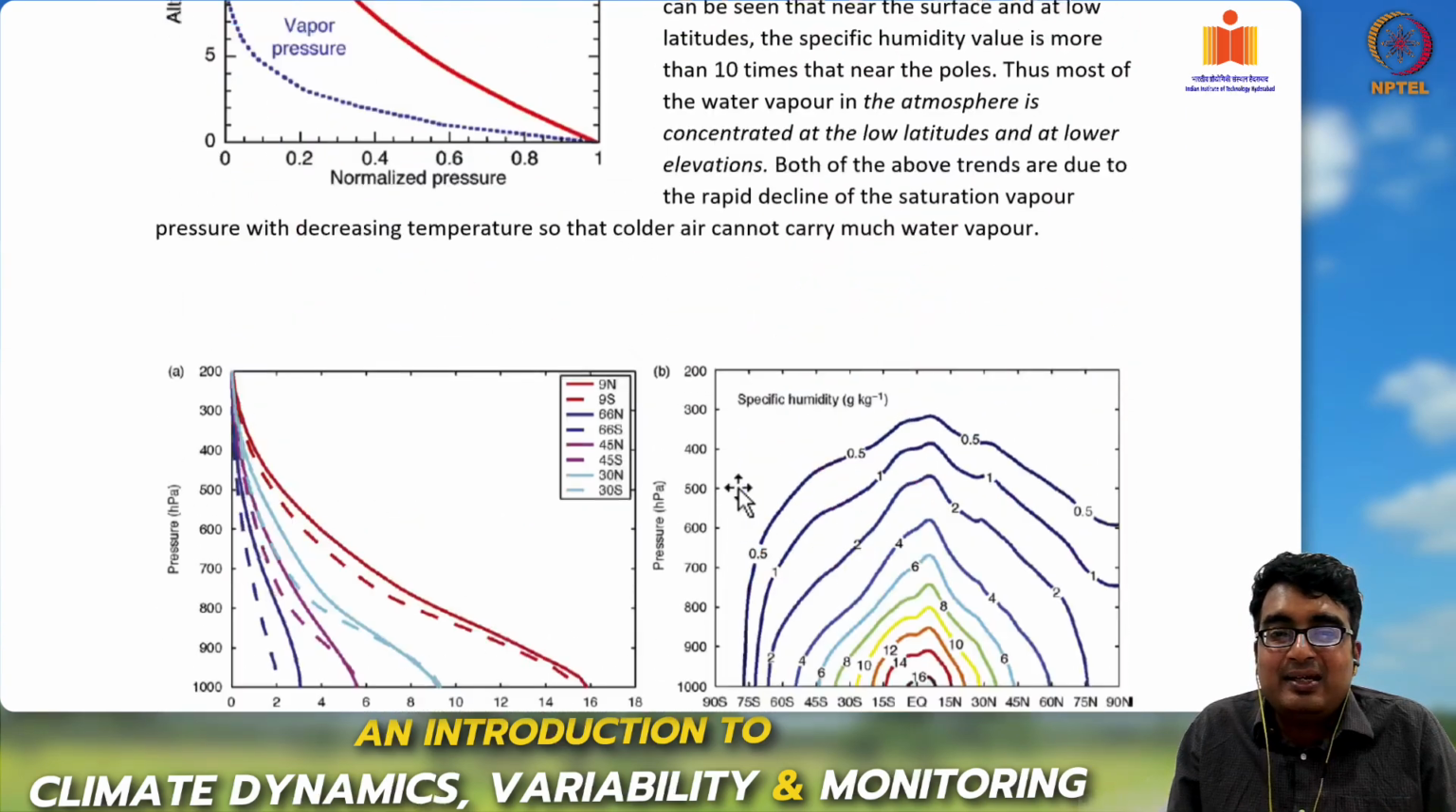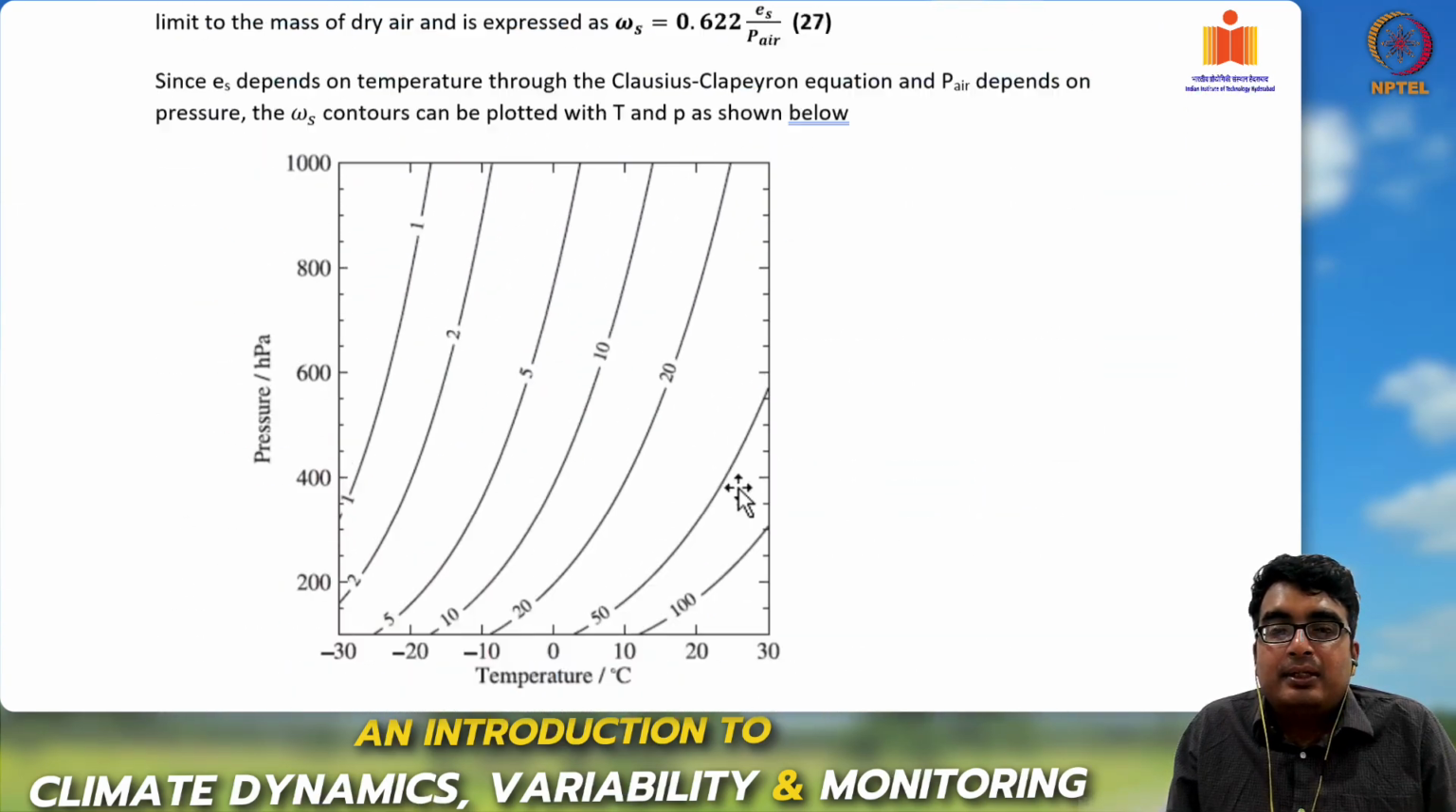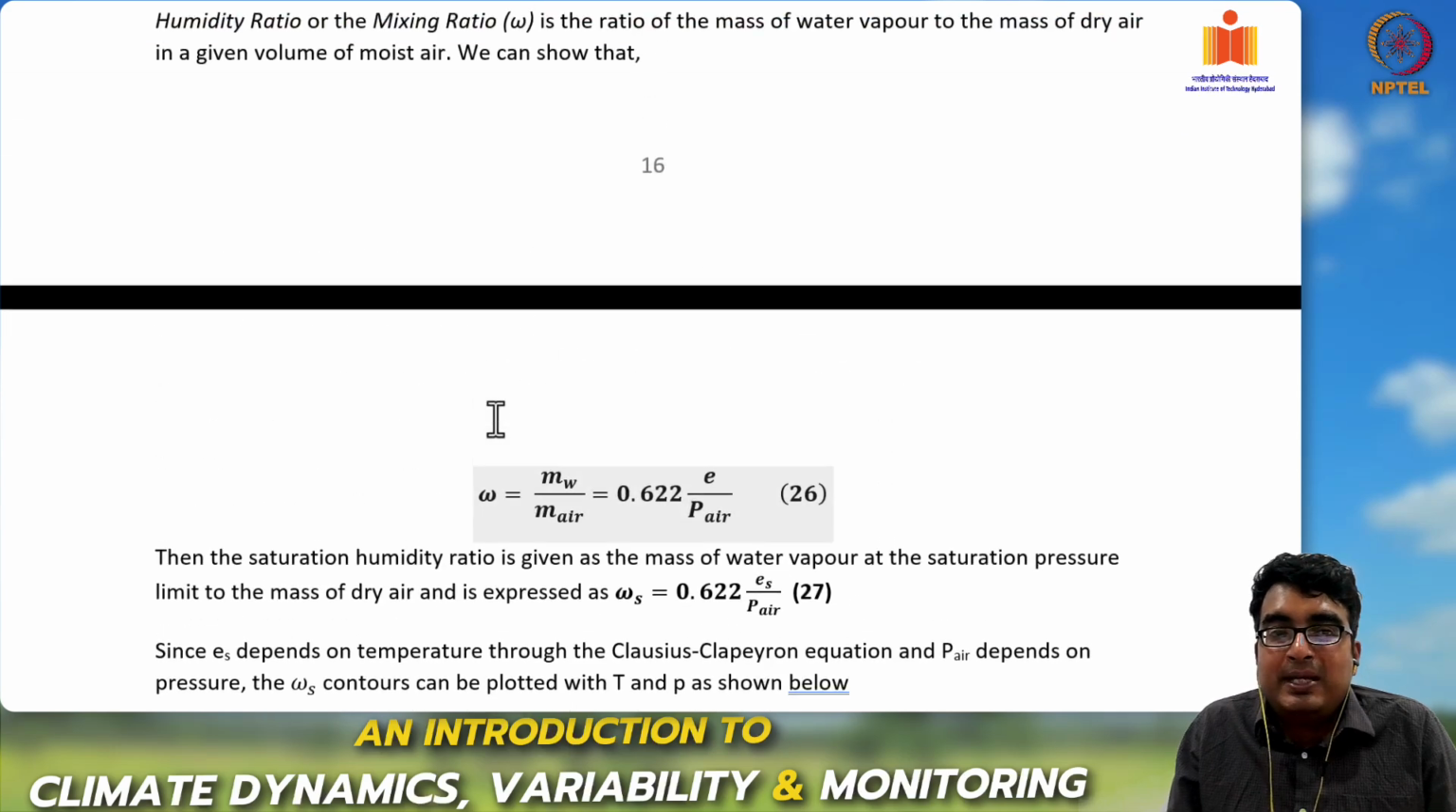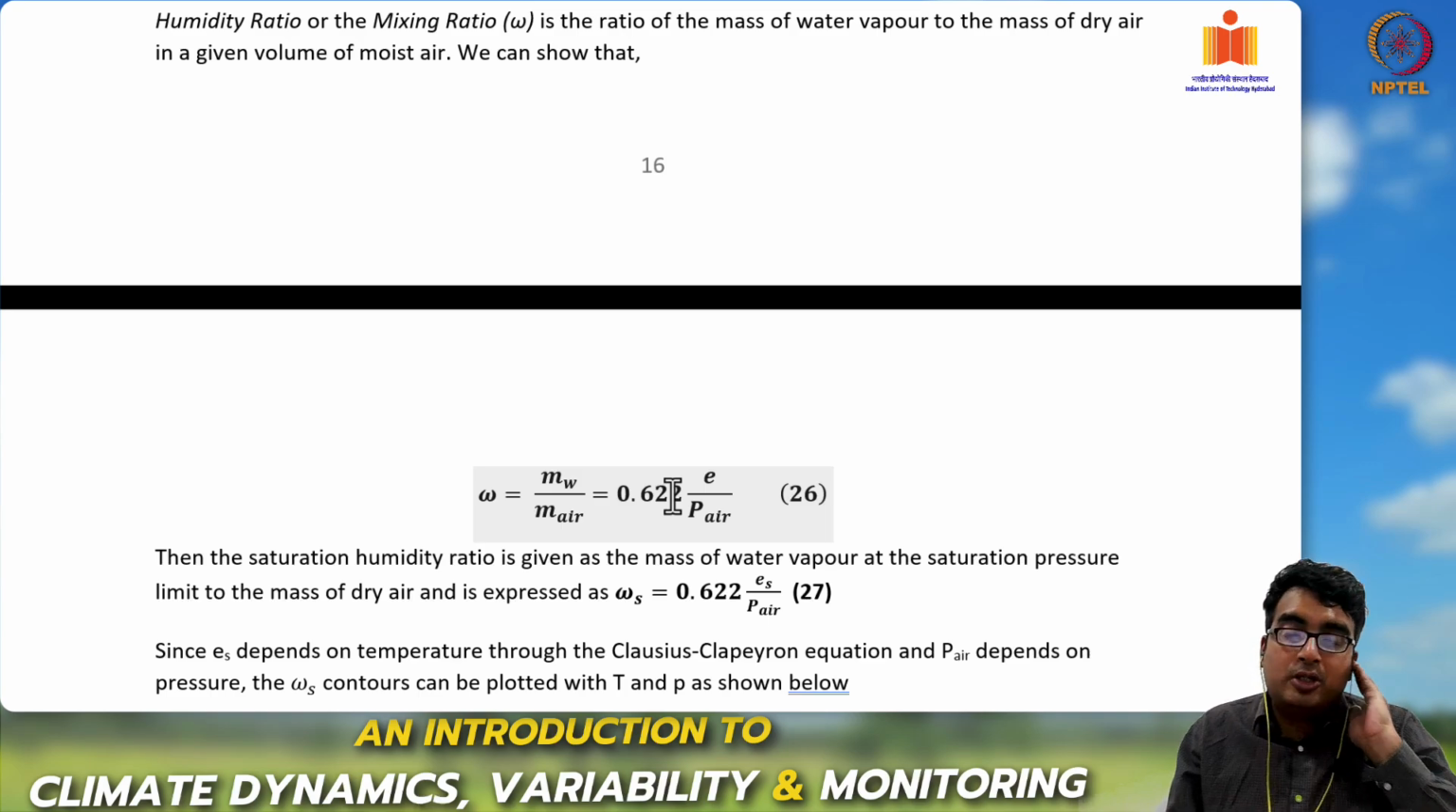And you can see here that the relationship between the humidity ratio or the mixing ratio and the ratio of the partial pressures of water vapor and dry air has this R air by R water ratio built into it. This is the 0.622, that is the proportionality constant.